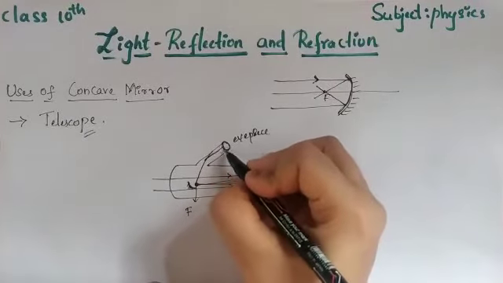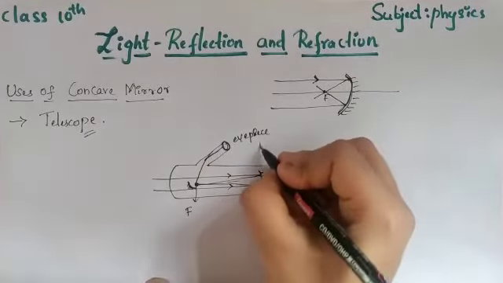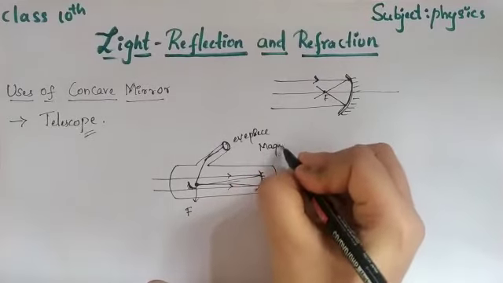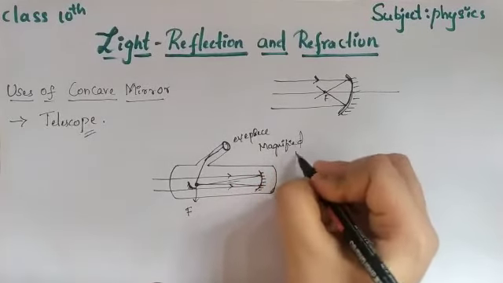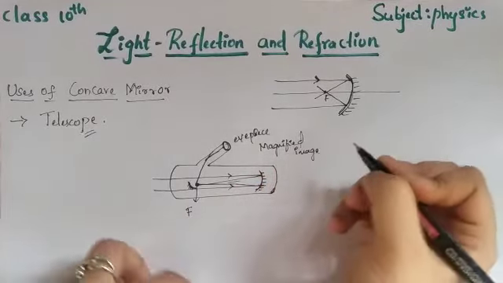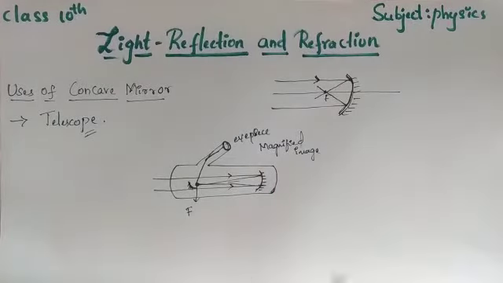Here also a lens will be there, a convex lens, so that you get a magnified image, and through the eyepiece you are able to see any planet or anything through the telescope. So this is one application of the concave mirror, in the case of the telescope. This is the first use of the concave mirror.